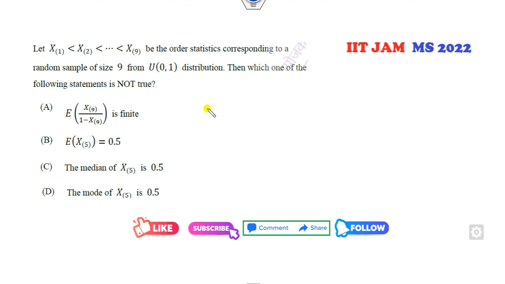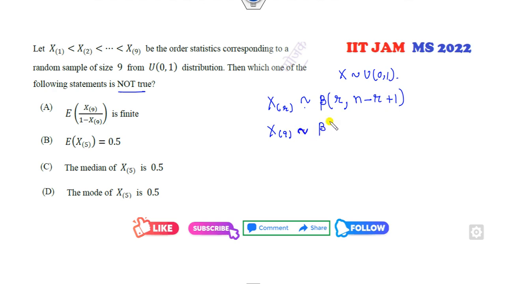Okay, look at this another one. Okay, an ordered statistic is given to you, then which of the following statements is not true? X follows the uniform distribution of this one. So, okay, I will tell you the general rule. The rth ordered statistic will follow the beta distribution with parameters r, n minus r plus 1. So that's over. First option is x9. x9 will follow the beta distribution of 9, 1, as n will be 9.